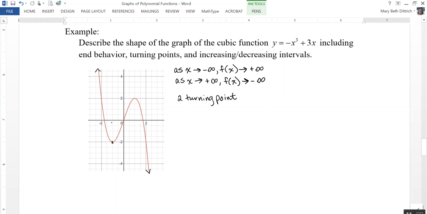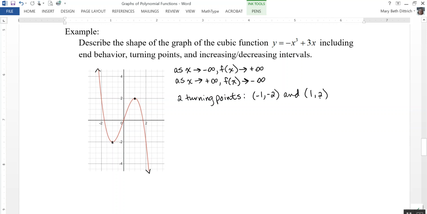So in other words, where does the graph go from going down to heading back up, and where does it turn from going up to heading back down? So it looks like I have two turning points at (-1, -2) and (1, 2).